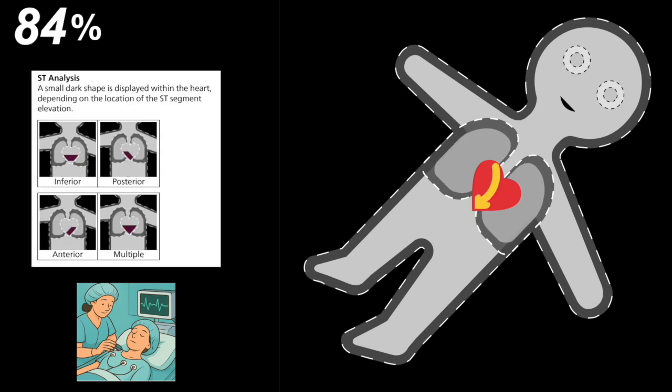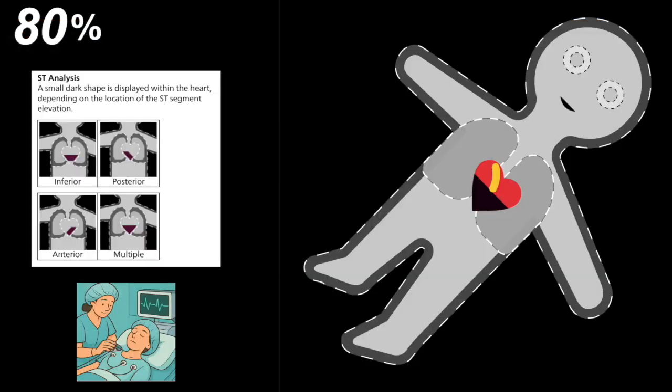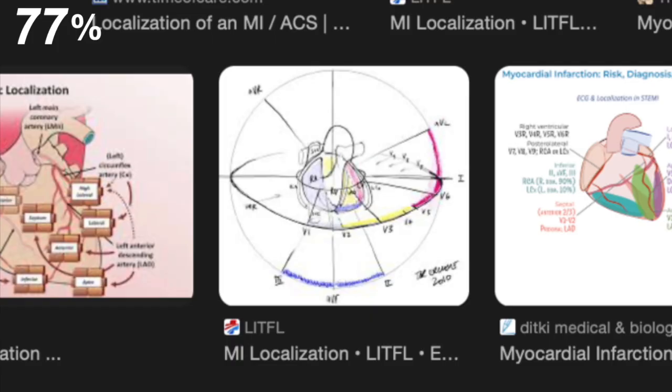From the ECG, we can also get ST segment information, which is shown as a dark spot over the heart representing an ischemic myocardium. It can be either multiple, posterior, anterior, or inferior, depending in which leads the deviation occurs.